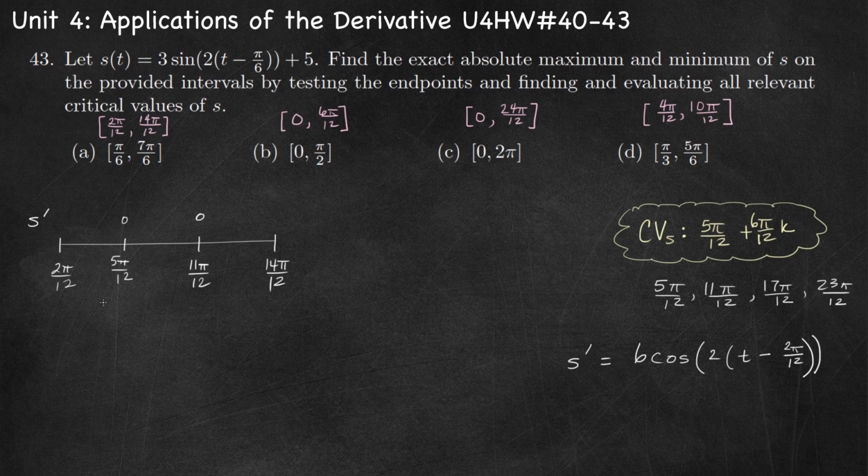So now we're putting in 4 pi over 12 as a test point. 4 pi over 12 minus 2 pi over 12 is 2 pi over 12. 2 pi over 12 times 2, let me write this down, is 4 pi over 12, or pi over 3. Cosine of pi over 3 is positive, and then times 6, positive.